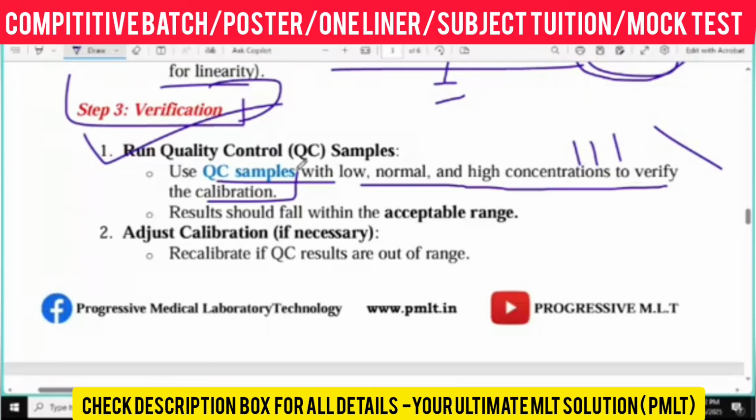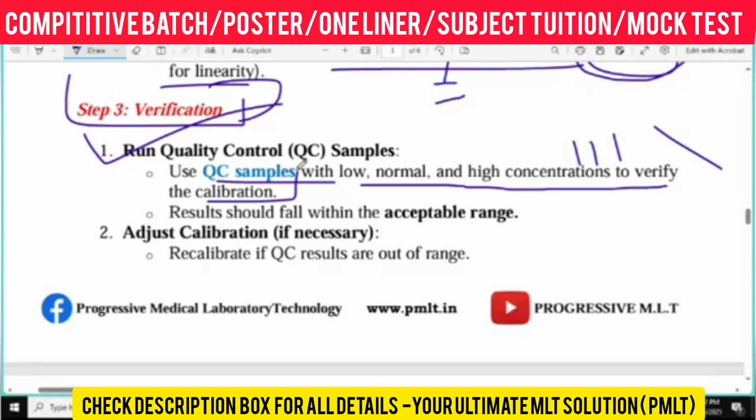There will be the quality control. First the low, after that the normal, after that the high concentration, to verify the calibration, whether it is proper or not. If we run the normal first, after that high, after that low, then we can easily tell whether the machine is running properly or not. Getting my point? And the result should fall within the acceptable range. If we are getting the result within the acceptable range, then we have to accept it. Otherwise we have to deny it.